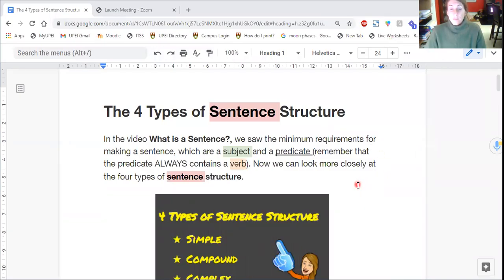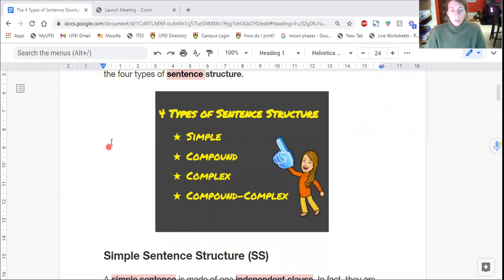The 4 types of sentence structure. In the video, What is a Sentence?, we saw the minimum requirements for making a sentence, which are a subject and a predicate. Remember that the predicate always contains a verb. Now we can look more closely at the 4 types of sentence structure. These are simple, compound, complex, and compound complex.